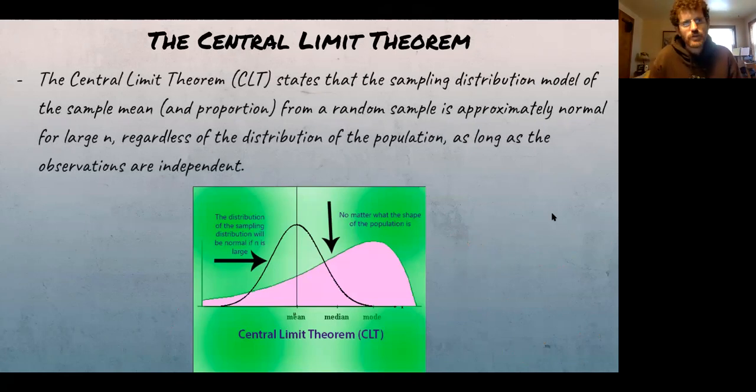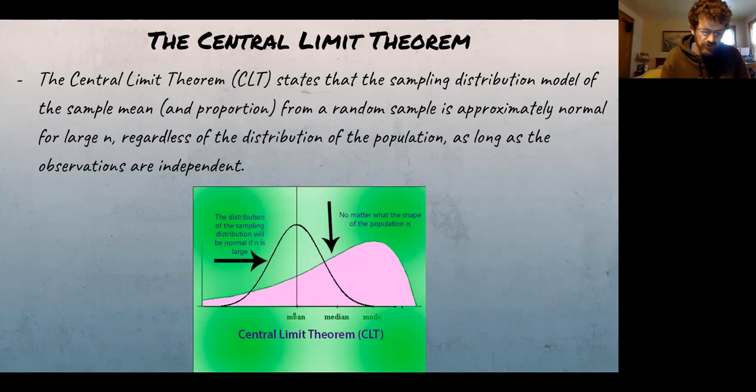Okay, central limit theorem. They call this the fundamental theorem of statistics, the main takeaway that's going to be foundational for everything that we do. It states that the sampling distribution model of the sample mean and proportion from a random sample is approximately normal for large N, regardless of the distribution of the population, as long as the observations are independent.